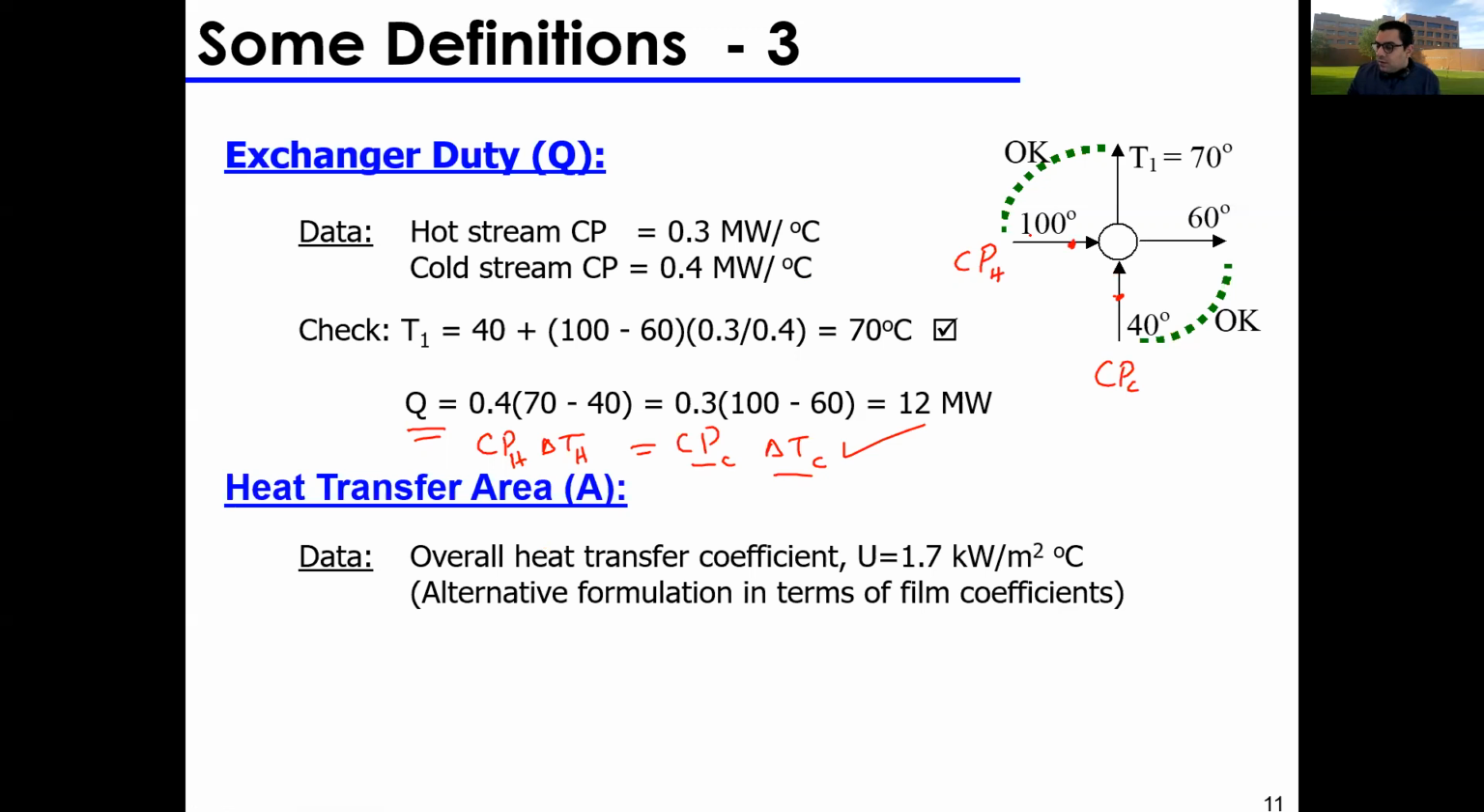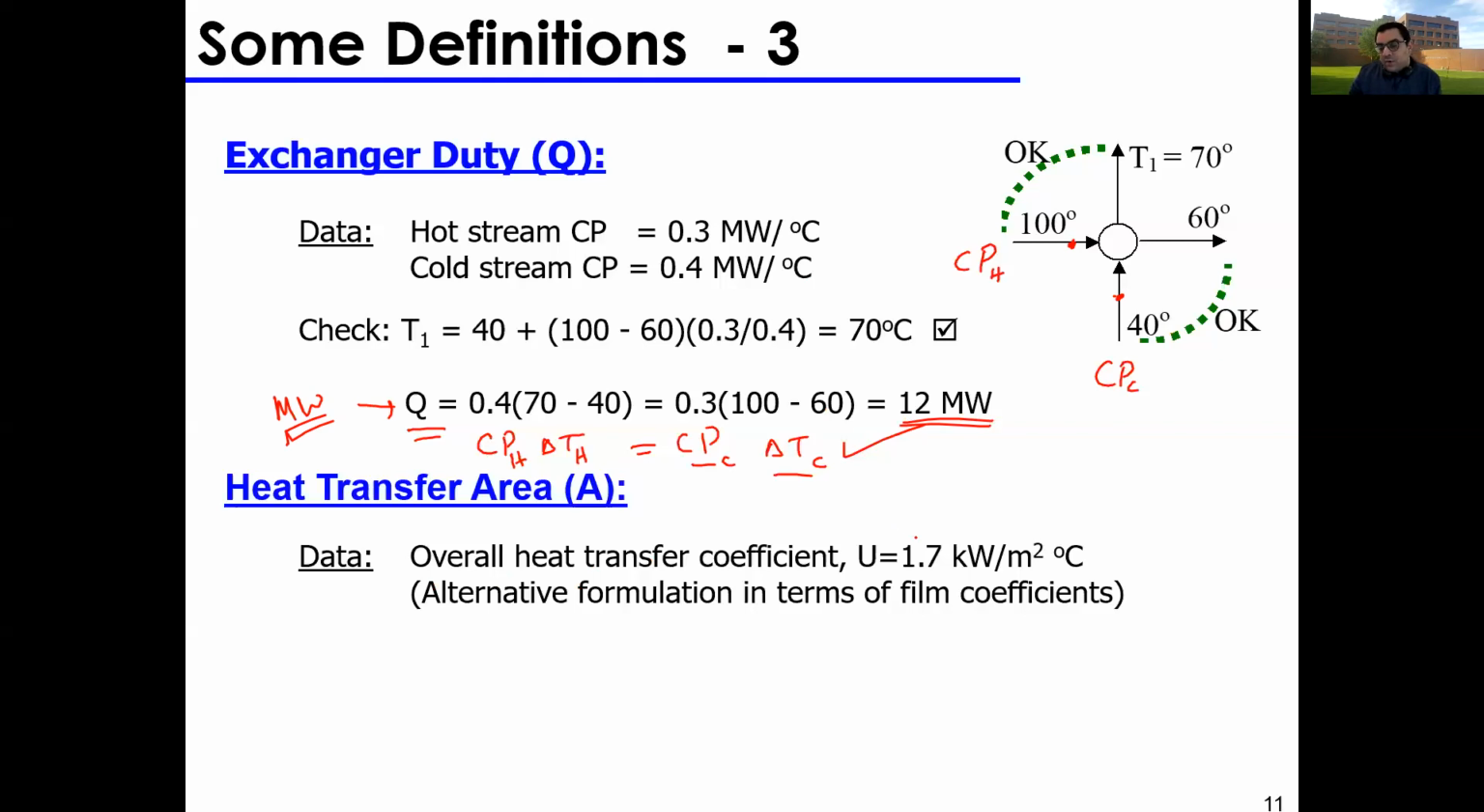Assuming perfect emissions. Okay, so this is called the duty, Q, in megawatts. It's the heat transferred. Heat transfer area: you should have covered this in your heat transfer course. It's basically the area required. So what's the area required which will allow me to achieve this heat transfer?